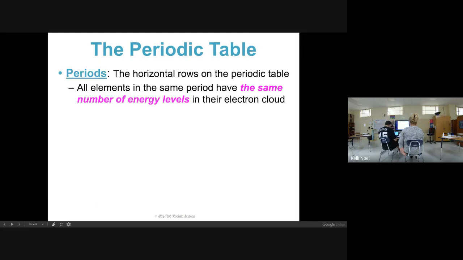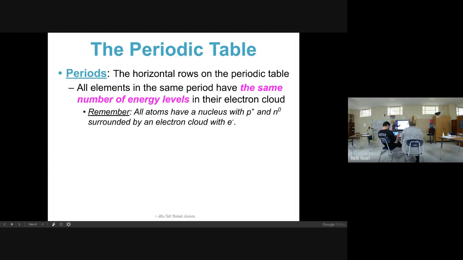All right. Besides columns, there are periods. Periods are the rows, and they go across. So if you want to, on your periodic table, you can number 1, 2, 3, 4, 5, 6, 7, straight down. So start out beside hydrogen and just number straight down. There's 7 periods. These tell us the number of energy levels.